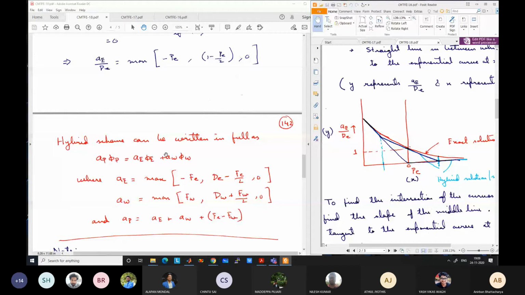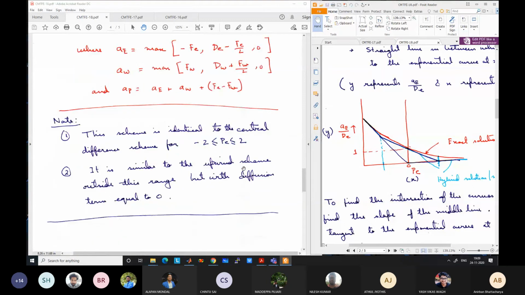So this is known as the hybrid scheme, and it is known as hybrid because between -2 and +2, it gives exactly similar value as the central difference scheme, and beyond -2 or beyond +2, it is like the upwind scheme, but without the diffusion term. Okay, neglecting the diffusion term. It is the upwind scheme neglecting the diffusion term. That is noted here. This scheme is identical to the central difference scheme for -2 to +2, and outside this, it is like the upwind scheme without the diffusion term.